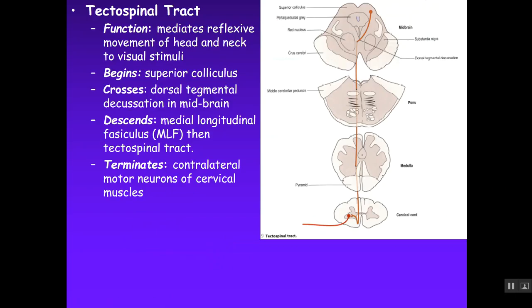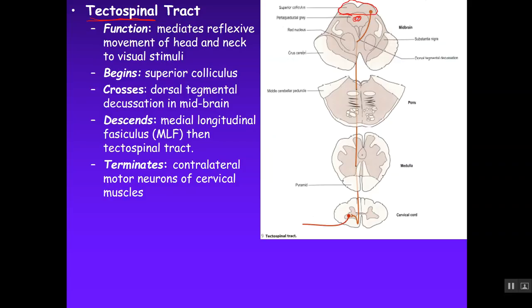Now the tectospinal tract. Its function is to mediate reflexive movements of the head and neck to visual stimuli, okay? Remember the tectum? The tectum is the roof of the midbrain. And remember the tectum of the midbrain basically is your inferior and superior colliculus when you see them in a sagittal section. So we're looking at the side of a brain stem, and you see that little, that's the tectum, okay? So here, this region back here is the tectum.